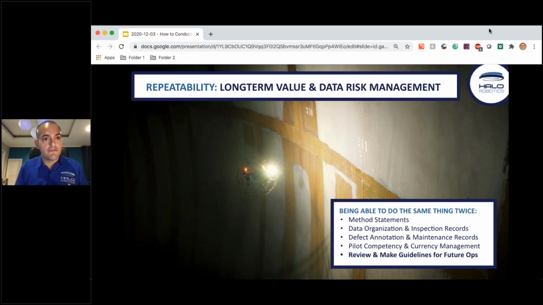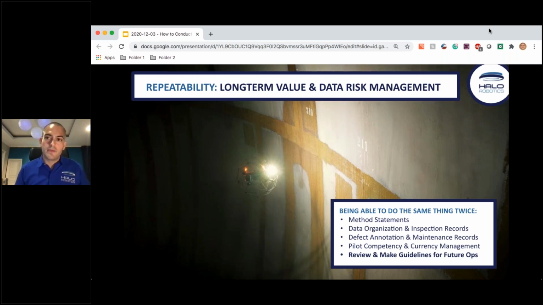If there are defects, or if there's maintenance that is done on the asset as a result of the drone inspection, managing that type of data as well can also be very useful. And then again, if you're planning on going back to the asset and doing this again over a sustained period of time, managing the pilot competency and currency.